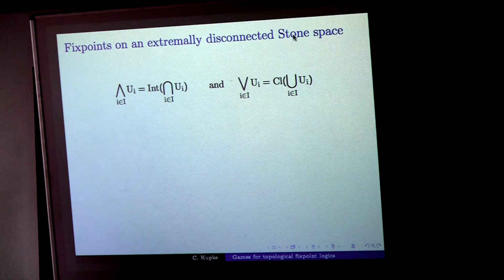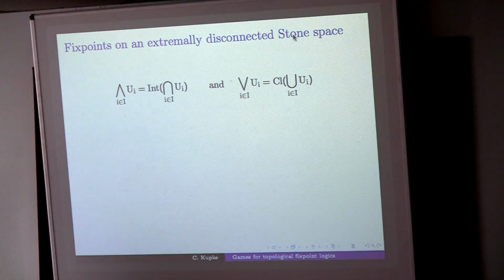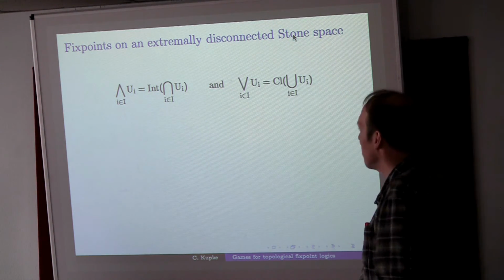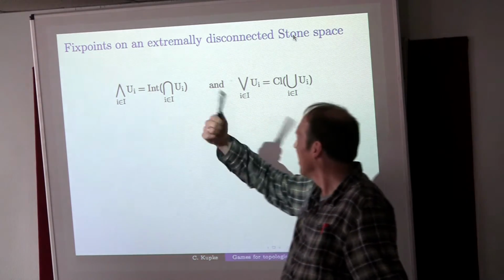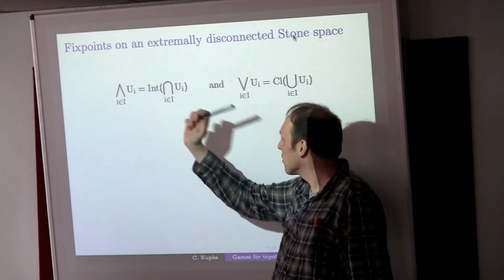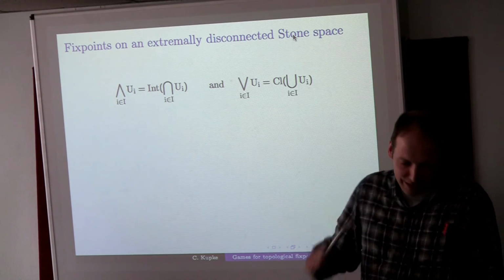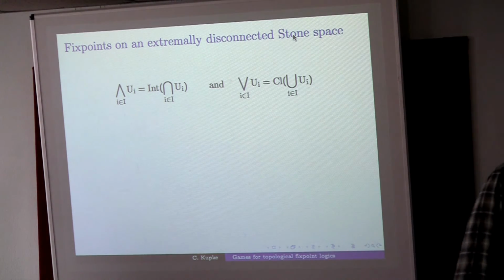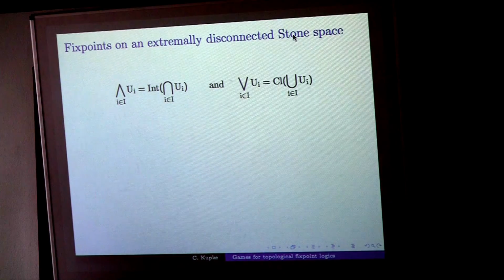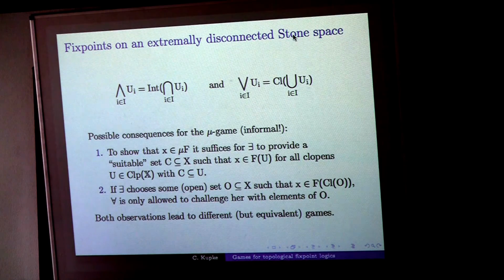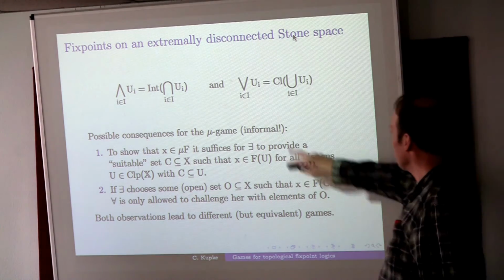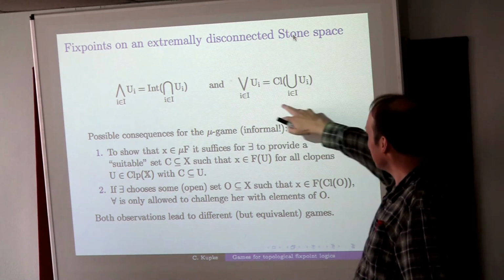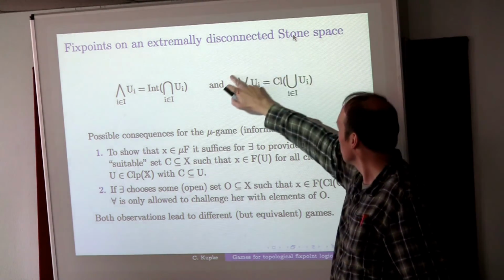Now we just do the same game on fixed points on an extremely disconnected Stone space. The main difference is just that the meet here is not the intersection, but the interior of the intersection. And the join is not the union, but the closure of the union. This is the main difference. And then let's just focus on the mu game here. So this is the thing which is relevant for the mu game.